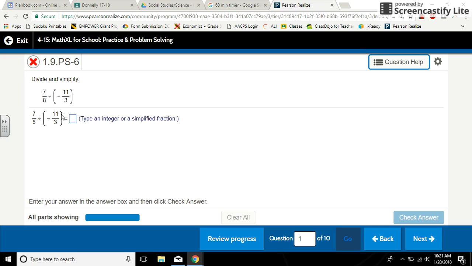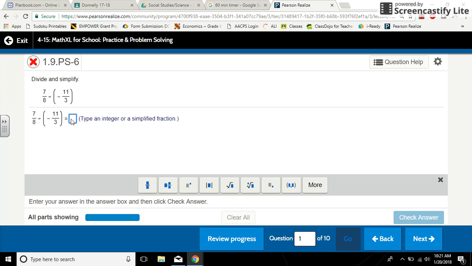So 7/8 divided by -11/3. So the first step I said was you got to multiply by the reciprocal. So I take -11/3 and I make it into -3/11ths. And then I do 7 times the 3, which would be 21. And my product is going to be negative because it's positive times a negative. So space, negative, space, 21, slash, and then I do 8 times 11, which is 88. So I think, okay, is there anything that divides into 21 and 88?